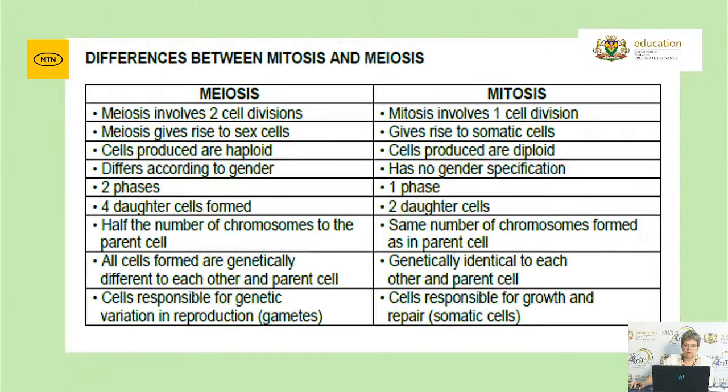Please pay attention to the differences between meiosis and mitosis. Remember, meiosis introduces genetic variation, and mitosis is just an exact copy of the chromosomes. Meiosis is two cell divisions, mitosis is one cell division, etc. So please look at your differences. A long time ago they asked a question to tabulate the differences or mention the differences.